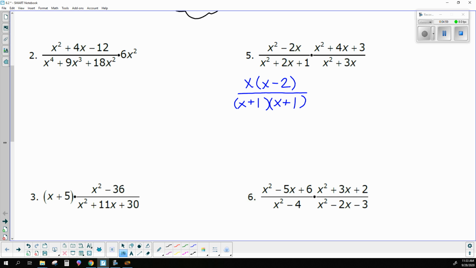a repeated root of negative 1, right? So a double factor of positive 1. The second part factors out like that.